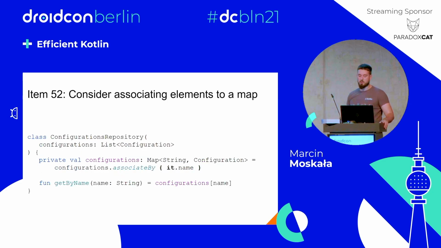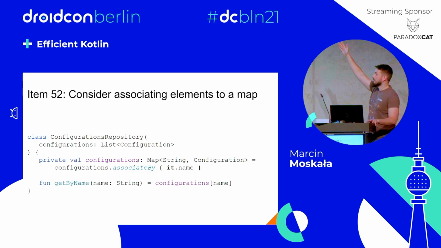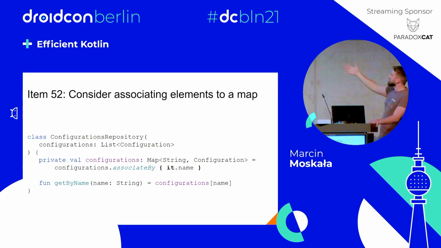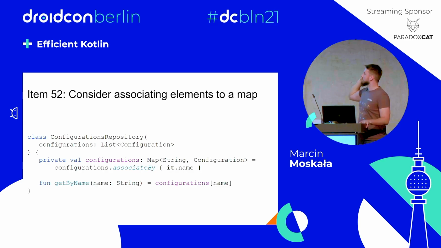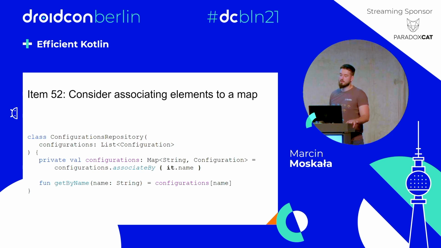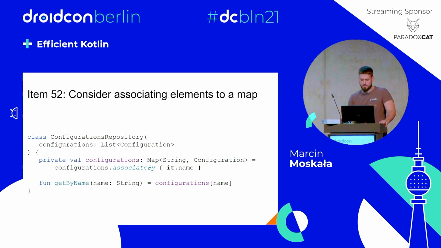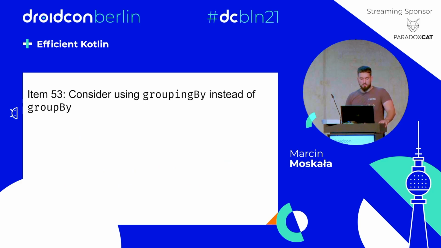Very simple solution. We associate by name, which transforms this list into a map from the name into the configuration. Notice that you need to have unique names, or otherwise some of those elements will be lost. And once you have it, you can find a configuration by name immediately. O(1), it's like finding an element by key on a map. It's immediate. So this is a really nice optimization.